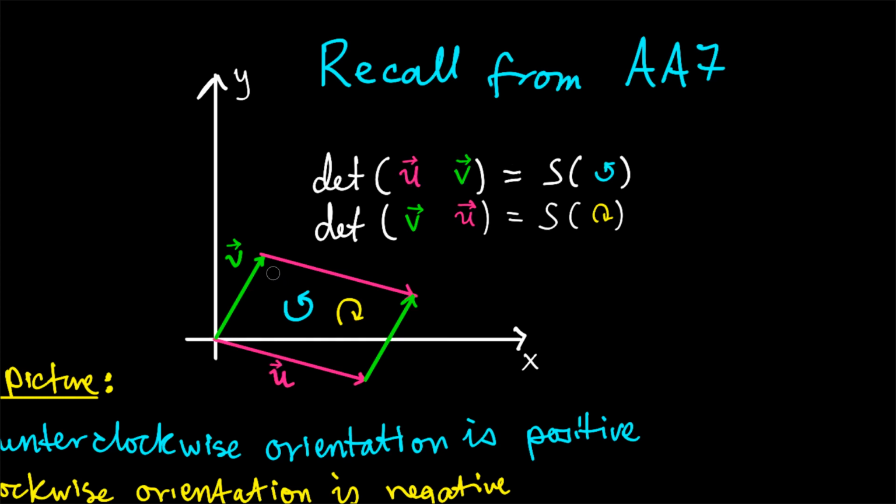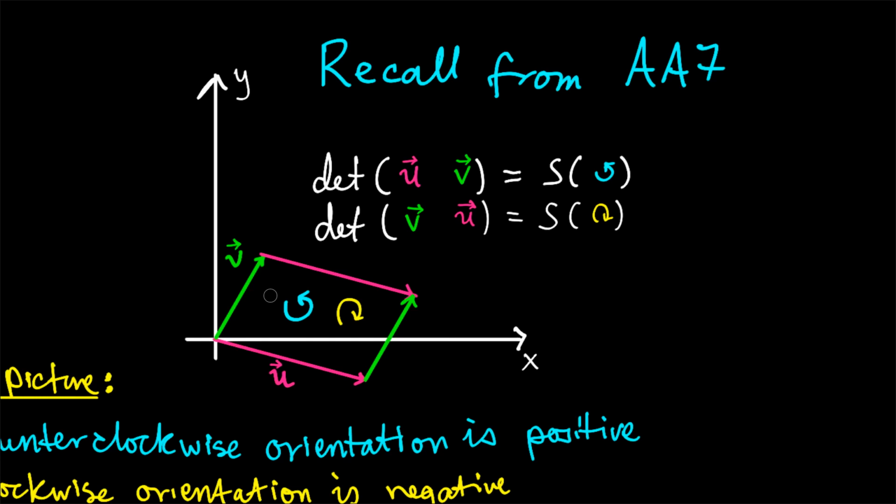This is the signed area of this parallelogram, and if you swap the two columns, you get the minus signed area. The positive signed area corresponds to a counterclockwise orientation, and negative signed area corresponds to a clockwise orientation. The typical way you think about this is you use something called the right hand rule. You take your right hand and curl your fingers in the direction of the rotation. If your thumb points out of the monitor, it's positive, and if your thumb points into the monitor, it's negative.